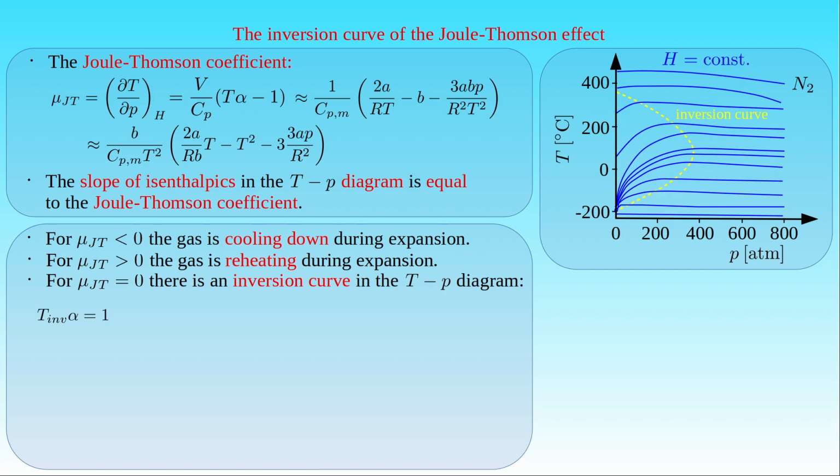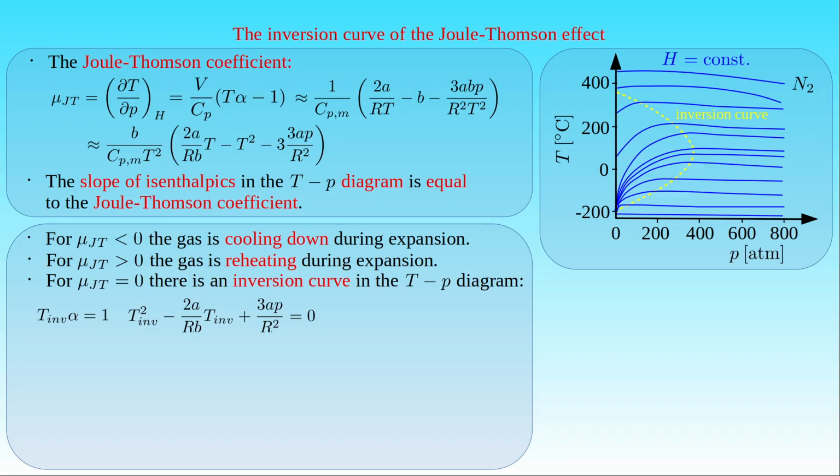This condition involves that the expression in the parentheses of the approximation must be equal to 0. And at the inversion temperature we have the equation stating that the square of the inversion temperature TINV, minus 2 times A over R times B, times TINV, plus 3 times A times P over R squared vanishes. For a given gas with the van der Waals coefficients A and B and for a given pressure P, this equation determines the inversion temperature of the gas in the Joule-Thomson expansion.